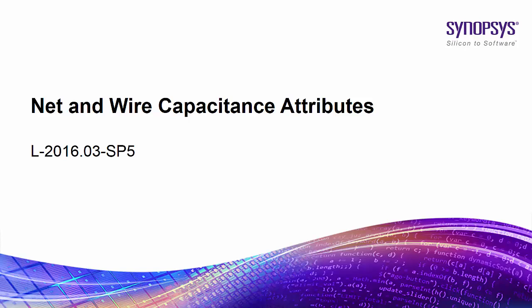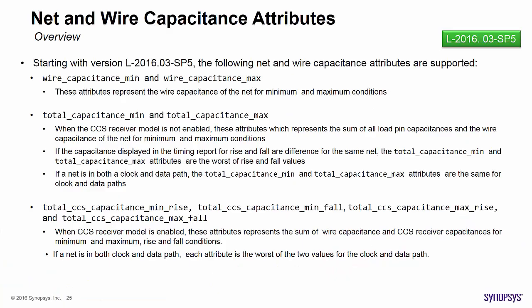Net and wire capacitance attributes from 1603SP5. From 1603SP5, the following net and wire capacitance attributes are supported. Wire capacitance min and max. These attributes represent the wire capacitance of the net for minimum and the maximum conditions.